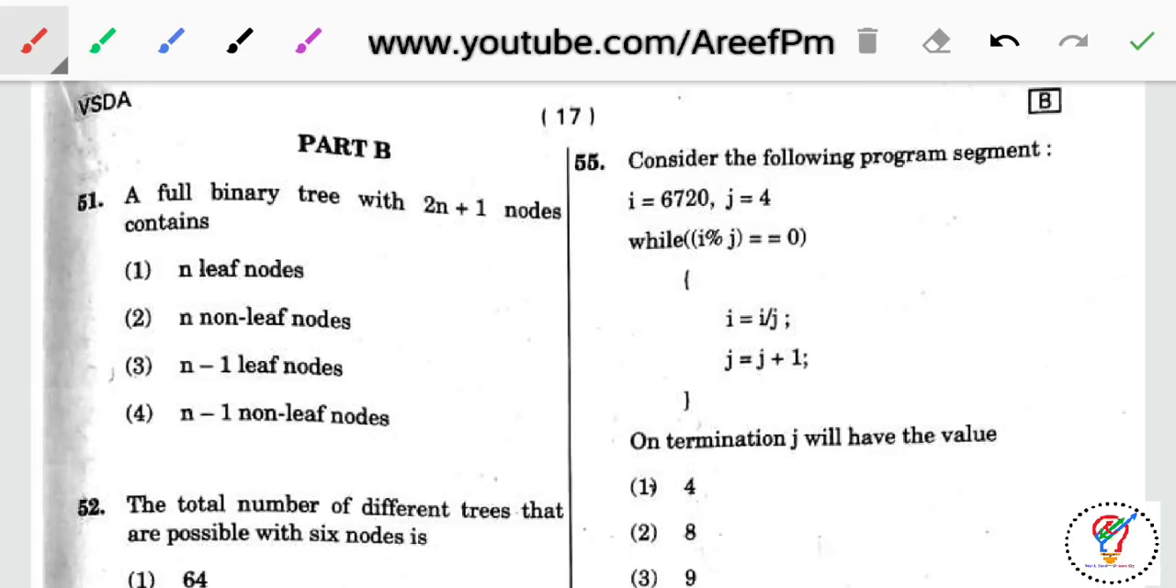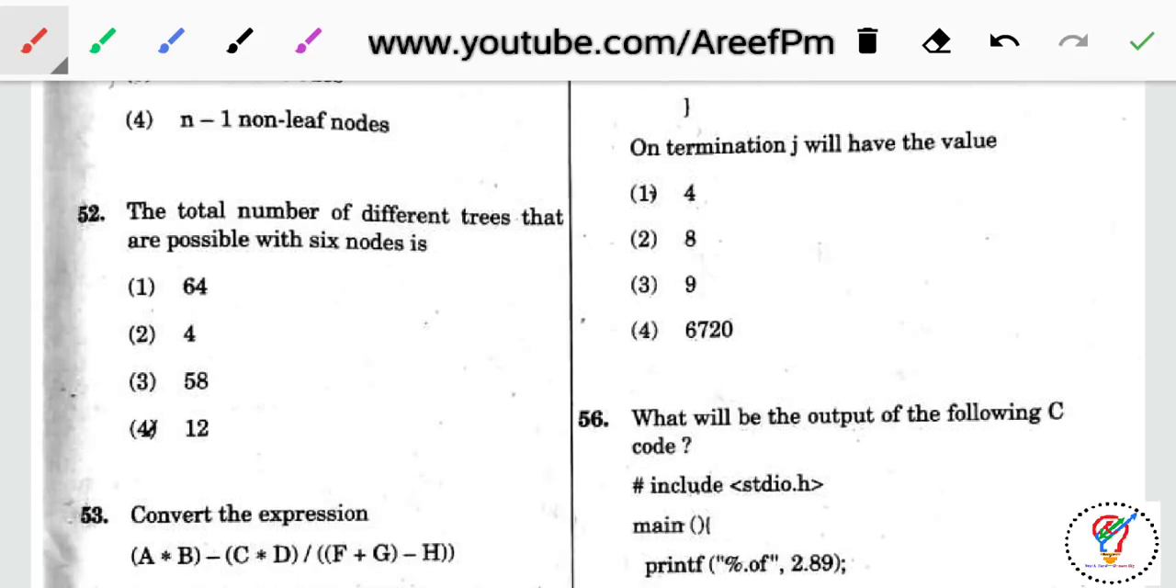A full binary tree with 2n plus 1 nodes contains n non-leaf nodes. Next question, the total number of different trees that are possible with 6 nodes is 2 power 6 minus 6. It is nothing but 58 here.